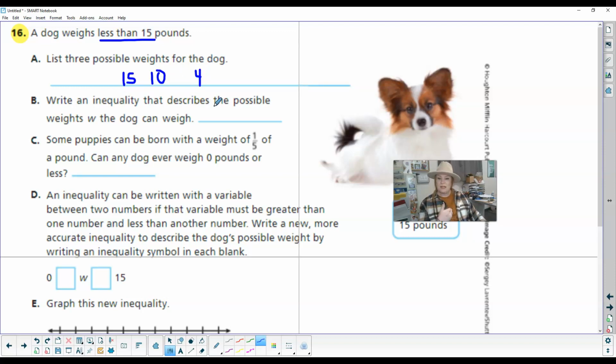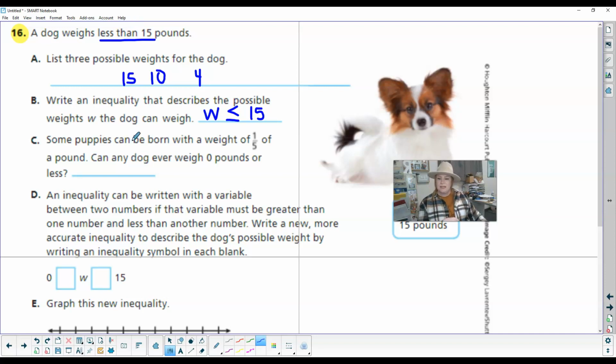Write an inequality that describes the possible weights the dog can weigh. So I'm comparing W and 15 was the original comparison. So W has to be less than 15. So W is less than, or it could equal 15. They just can't weigh more than 15.